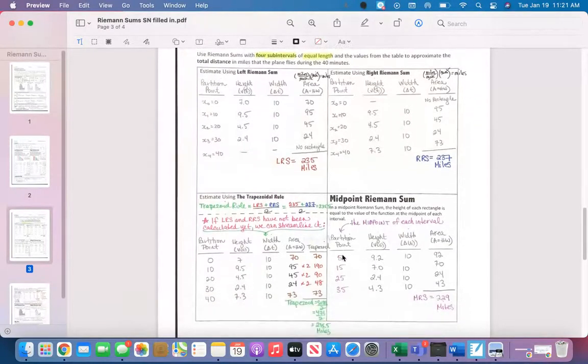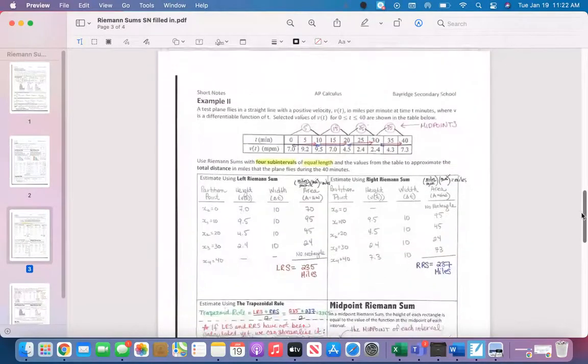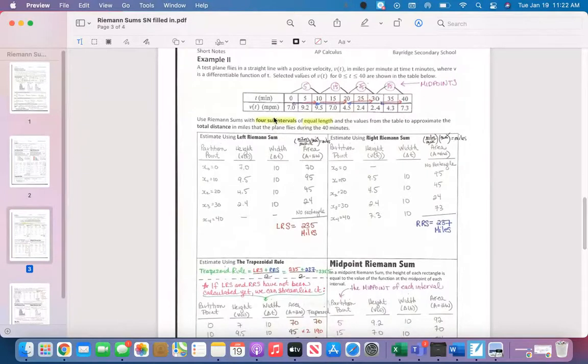So using those 4 midpoints, I can calculate the height or the velocity, which represents the height of my rectangles at those midpoints. My width I know is still 10, and I calculate my 4 areas, add them together, and this approximation is 22.9 miles. So this basically represents lots of different ways that we can use Riemann sums to help us estimate the distance that was traveled given these velocities clocked at different times within that 40 minutes.